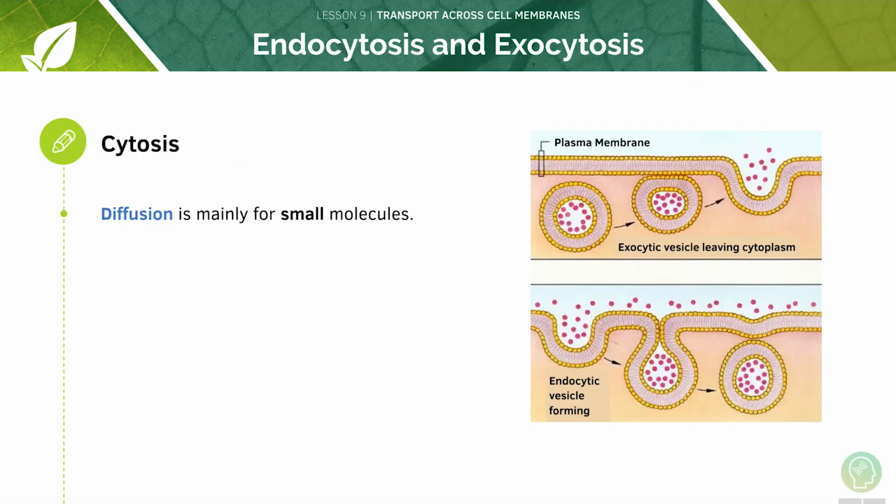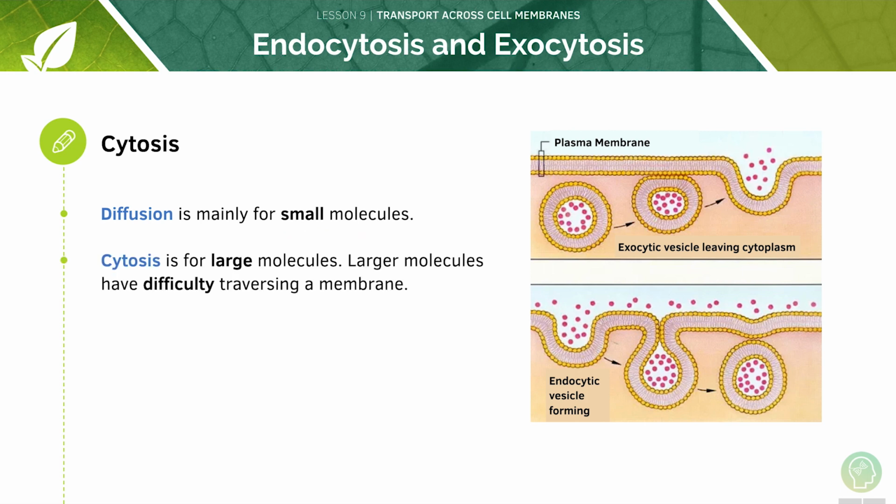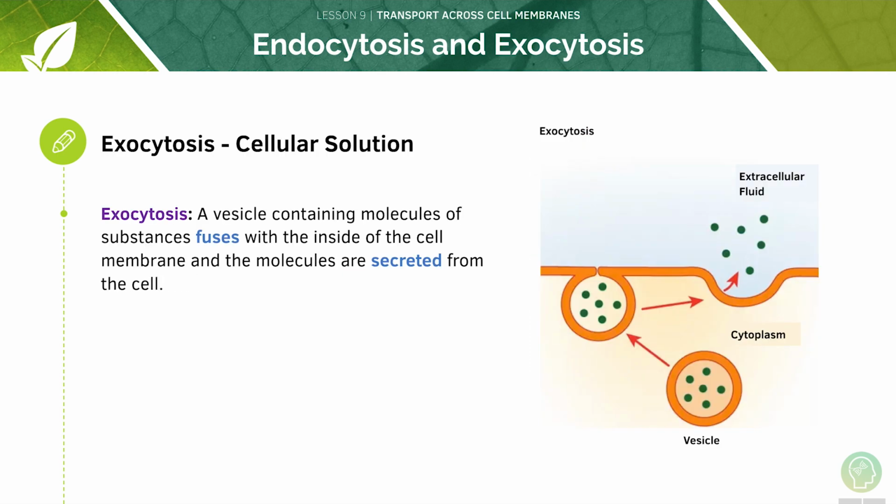Diffusion is mainly for small molecules. Cytosis is for large molecules. Larger molecules usually have some difficulty crossing a membrane. Exocytosis is when a vesicle containing molecules of substances fuses with the inside of the cell membrane and the molecules are secreted from the cell.